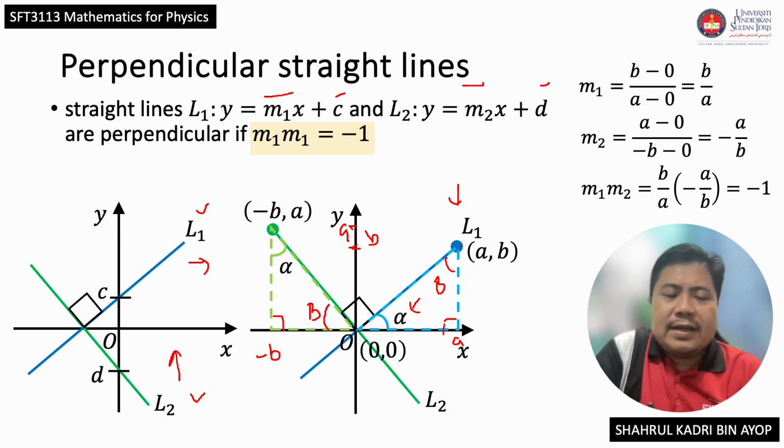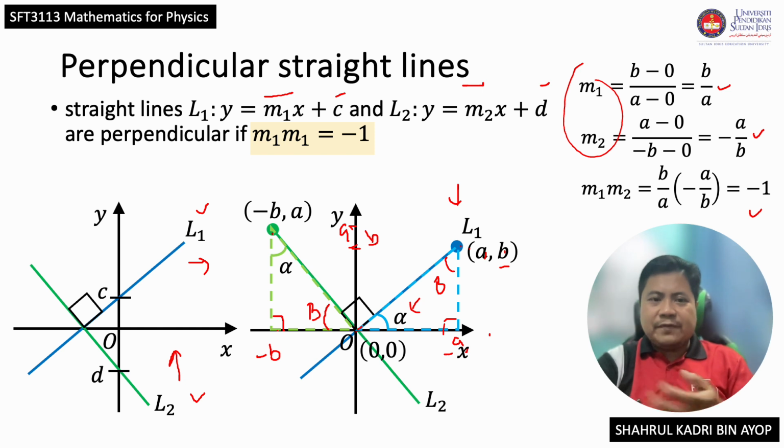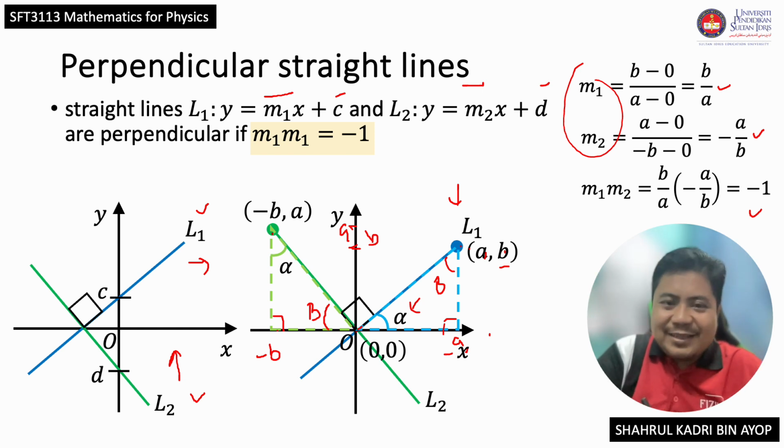All right, so if we calculate the slope of M1, the slope of M1 is equal to B minus 0 over A minus 0, because this is the origin, so you will have B over A. M2 is A minus 0 from here, and then minus B minus 0, so you have minus A over B. So the multiplication between those two gradients is minus 1. So this proves that these two are perpendicular to each other.